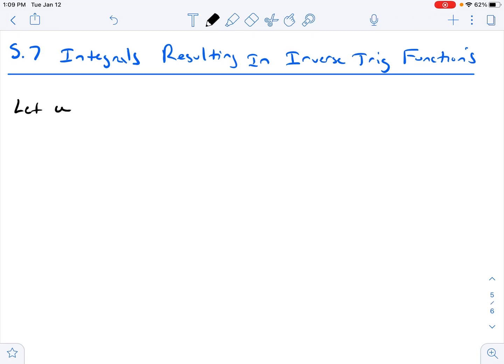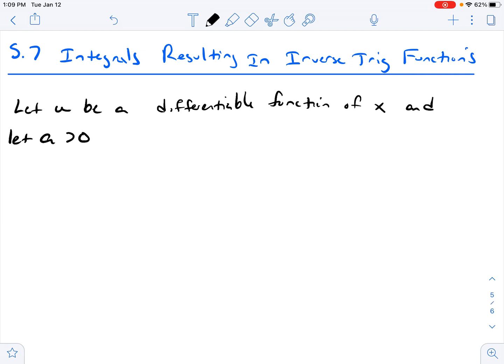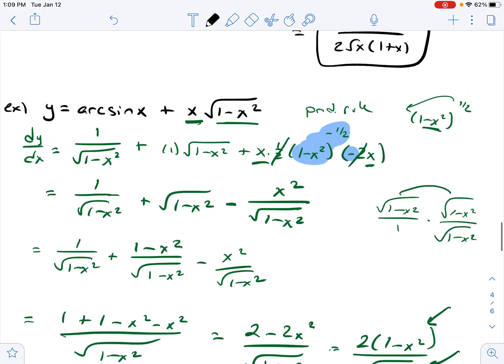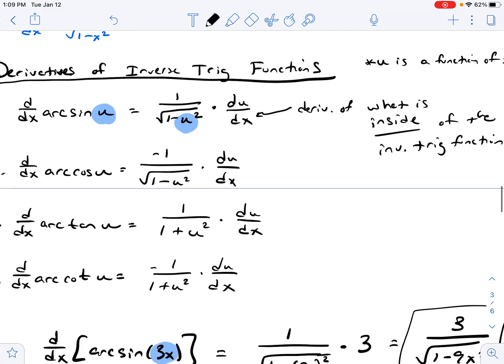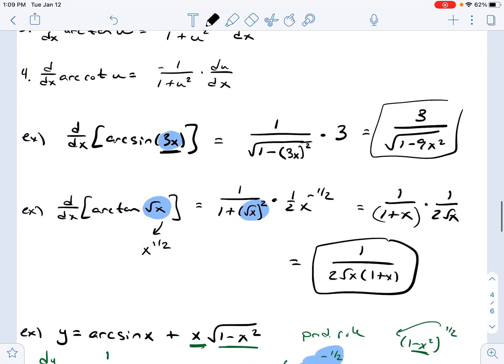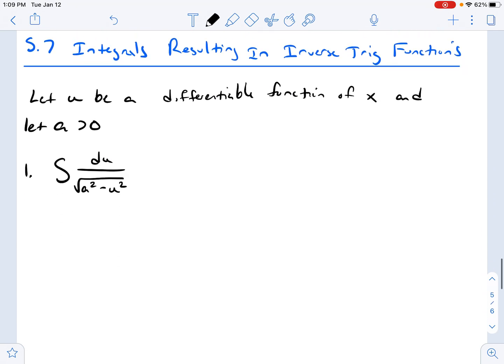So we're going to say let u be a differentiable function of x, and let a be a constant greater than 0. First up, the integral of du over the square root of a squared minus u squared. So radical something minus u squared. That should look more like the inverse sine one. It's not always going to be the number 1, so that's why we're writing it as a squared minus u squared for some constant a.